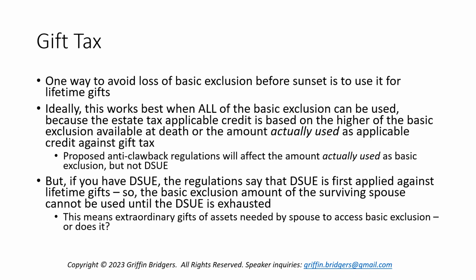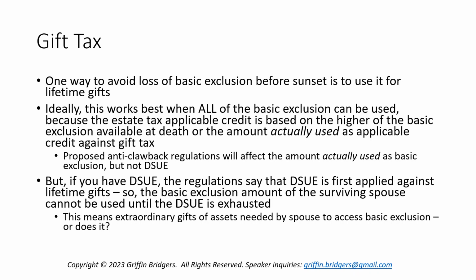But the catch here, too, is that the basic exclusion of the first spouse to die is used last. The DSUE has to be used first under the gift tax and estate tax regulations. So, if the surviving spouse wanted to plan for the sunset to use their basic exclusion, they couldn't actually do so until the DSUE is exhausted. So, this may be a reason to not actually use this portability plan and instead pursue AB planning.